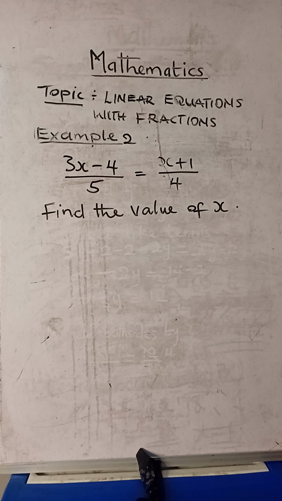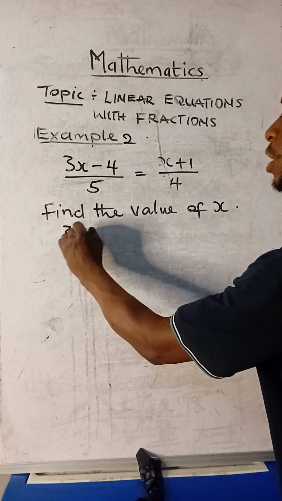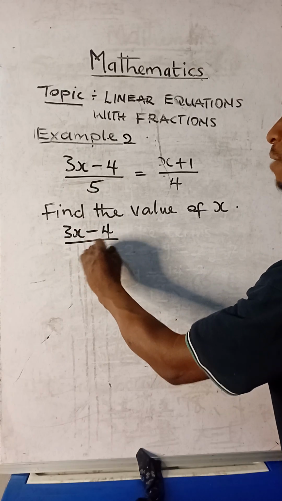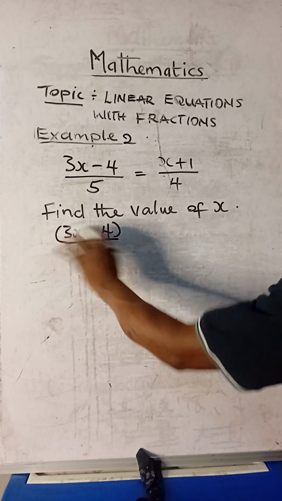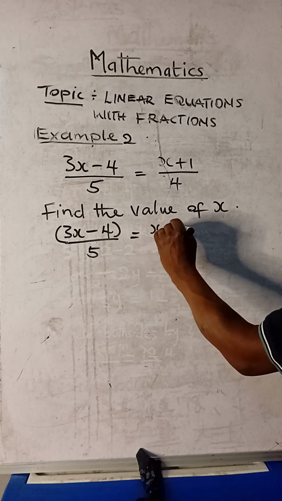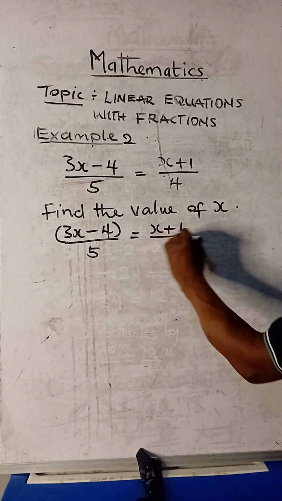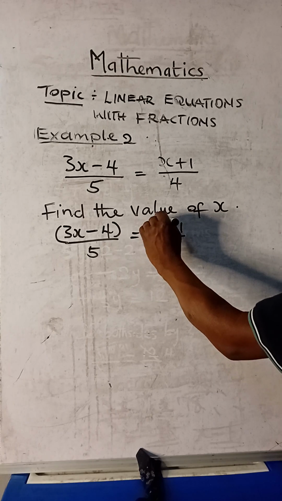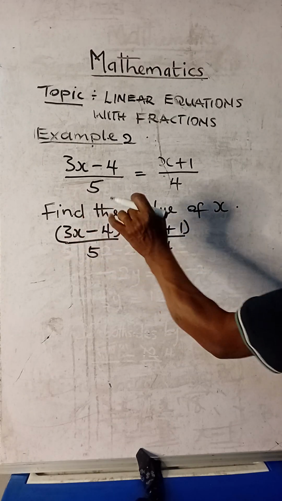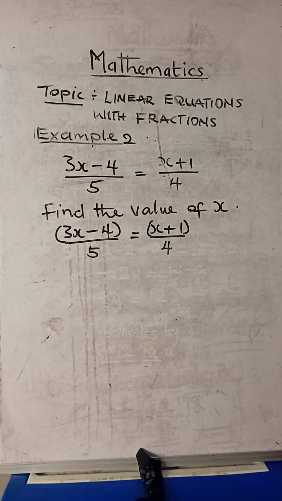I want to believe we remember that. Okay, so we have 3x minus 4 over 5. You put it in a bracket because it's an expression already, equals x plus 1 over 4, all in a bracket, meaning that you're quantifying them, making them like a single number.